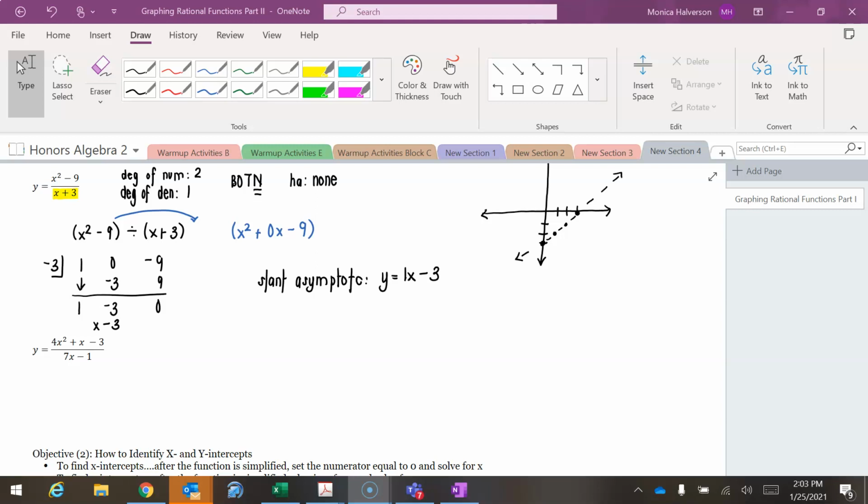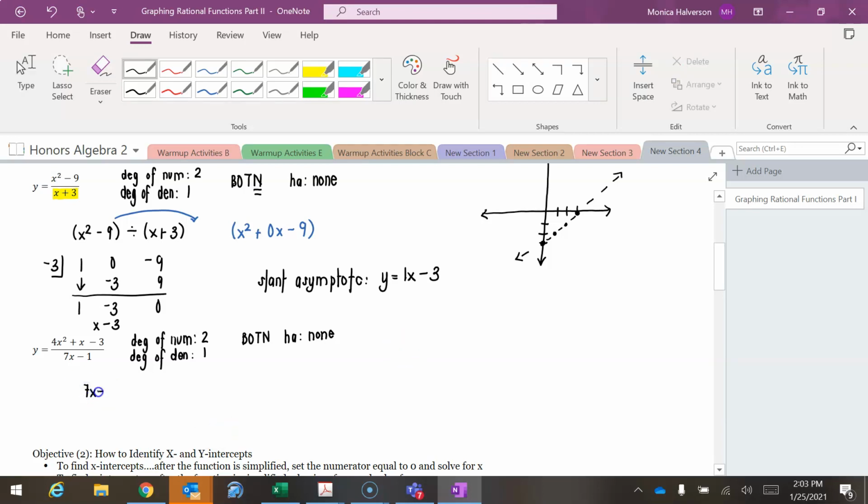Okay, so let's go through this one together. If we look at the degree of the numerator, it is 2, and the degree of the denominator is 1. Therefore, again the degree is bigger on top, so there's no horizontal asymptote, which means there's a slant asymptote. In this case, we cannot do synthetic division because we are not in the x minus r form. So we're going to have to do long division for this one.